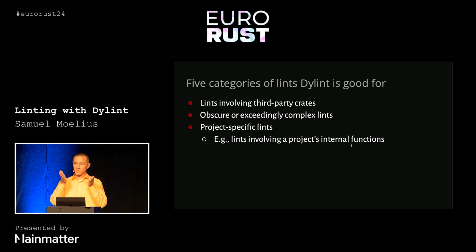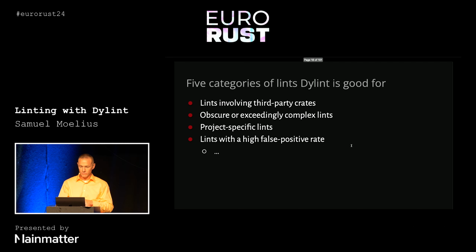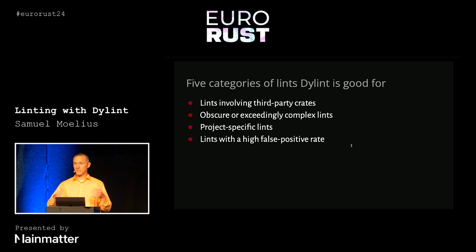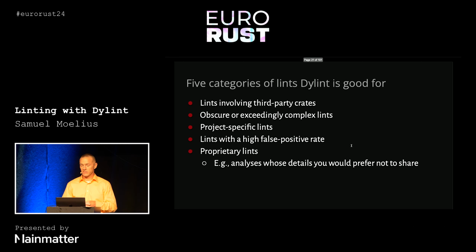Third, your idea might be specific to your project. So Clippy has lints that are specific to Clippy. Dylint has lints that are specific to Dylint. You might have an idea that only makes sense for your source code, and therefore it might not make sense to submit it as a Clippy PR. Fourth, your idea might have a high false positive rate. So I hope I'm not about to offend anybody. When Clippy produces a false positive, people will lose their minds. And so in order to save another 100 issues from getting opened on the Clippy repository, you might just keep your lint to yourself for that reason. And last but not least, you might just want to keep your idea secret. You might not want to share it with the world, and that would be yet another reason to put your lint into a Dylint library.